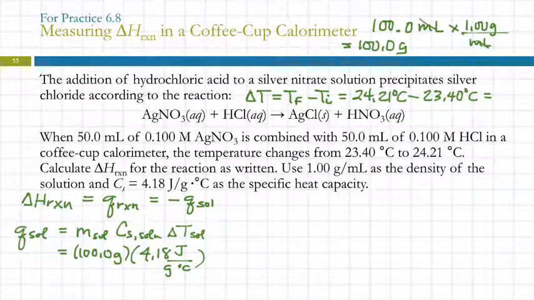24.21 minus 23.4, 0.81 degrees Celsius. That's my temperature change. When I screw up, be sure to tell me. When I screw up, not if.